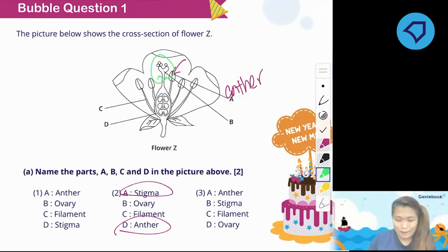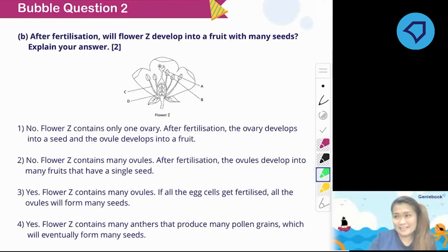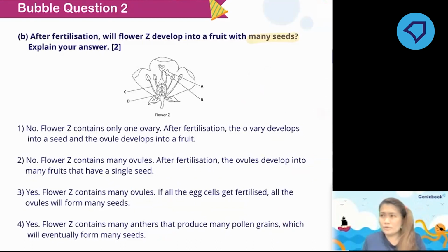Let's move on to bubble number 2. Are you ready? I'm going to launch bubble 2 now. Ready, go. Let's go. You have 1 minute. Okay, most of you got it right. Yeah, most of you got it right.